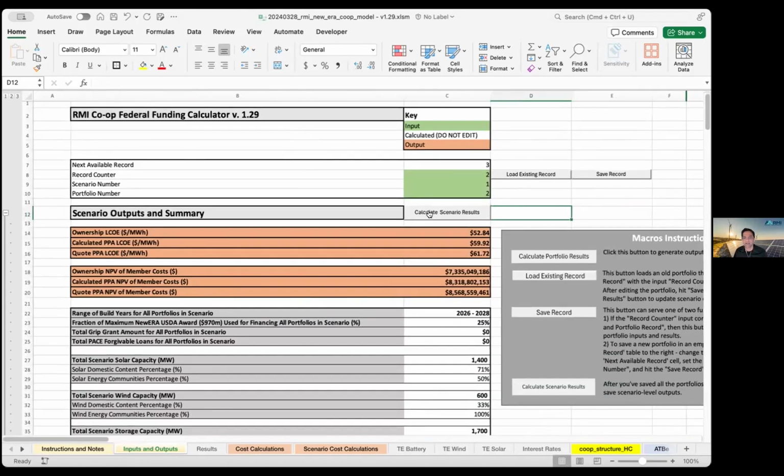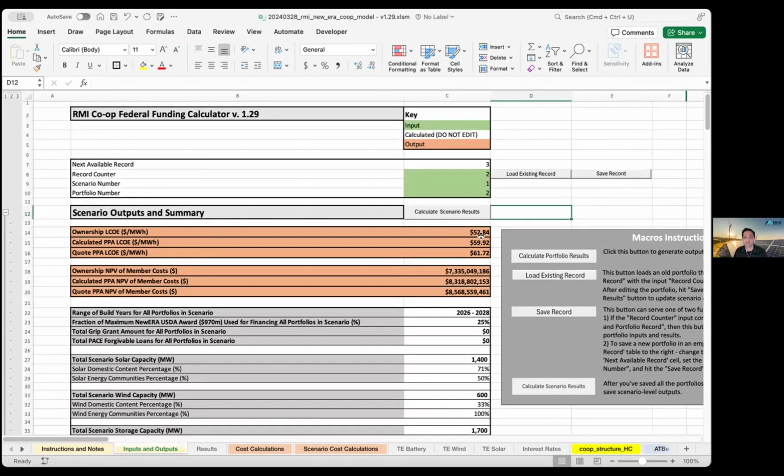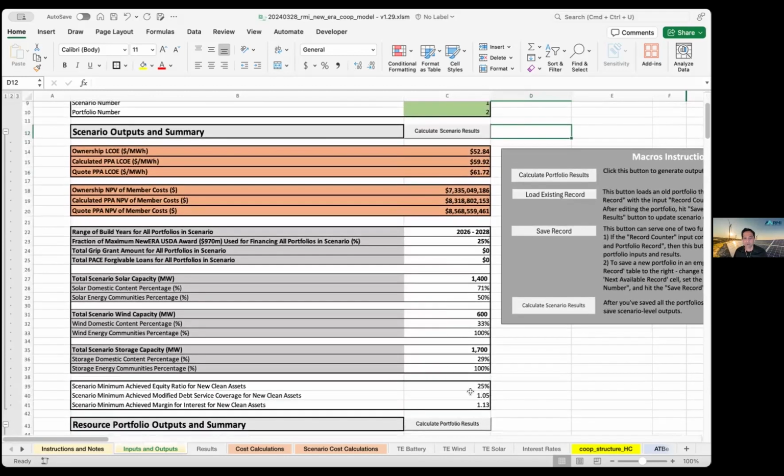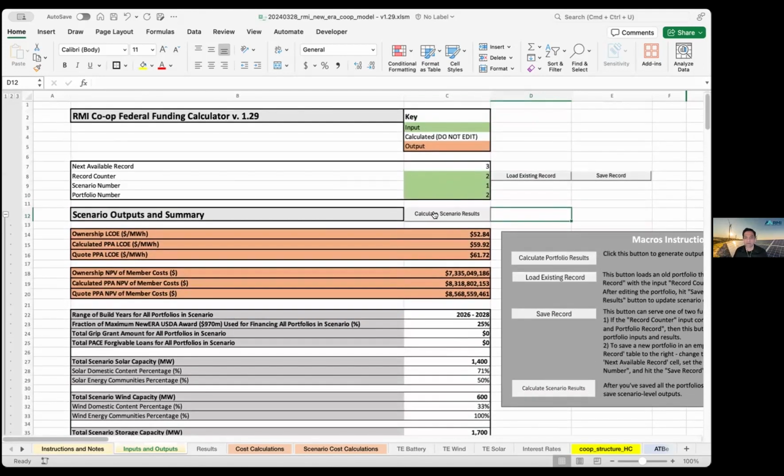Now let me hit calculate scenario results, and what the model will do is calculate what the overall costs are for the whole scenario and help me understand how I'm doing in terms of meeting my financial constraints over all the years for the full scenario. So let me hit that button. It'll take some time to calculate, so please be patient while it calculates.